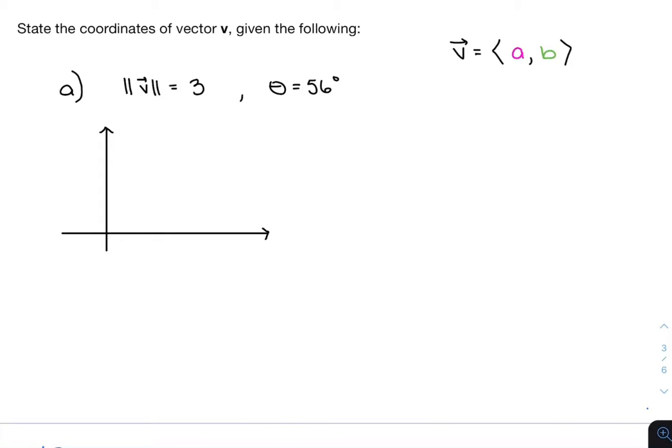Welcome. In this video, I'm going to be talking about how to find the coordinates of a vector given that you have the magnitude and direction angle.